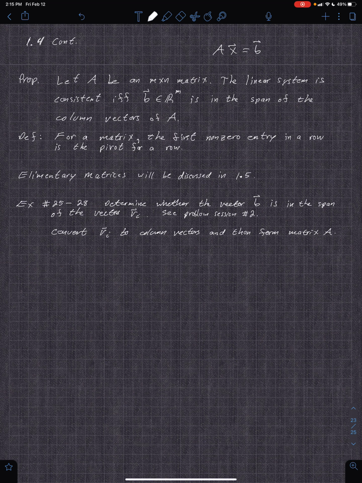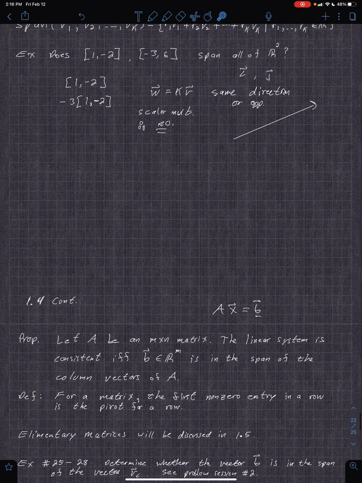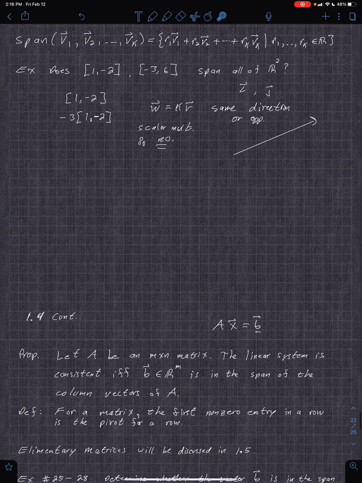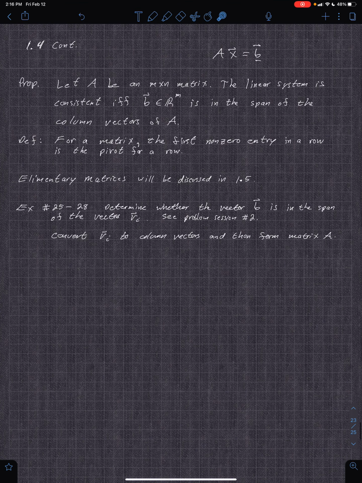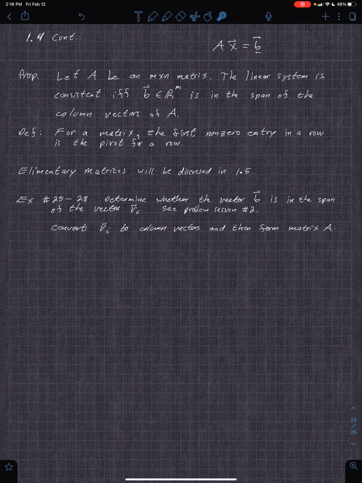that's consistent, meaning it has a solution or an infinite number of solutions, if and only if B is in the span of the column vectors of A. So that's another way of saying basically that B is in the span of the vectors. It's what we did up here. But we also did an example in problem session, which I'll probably pull up as well and talk about.